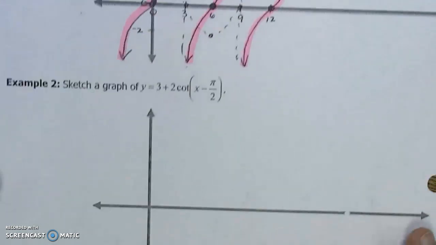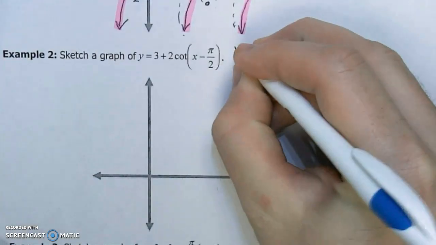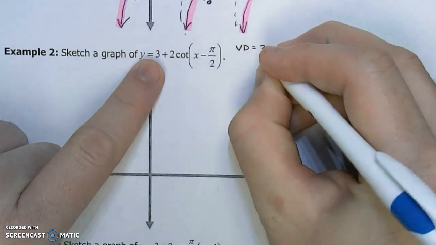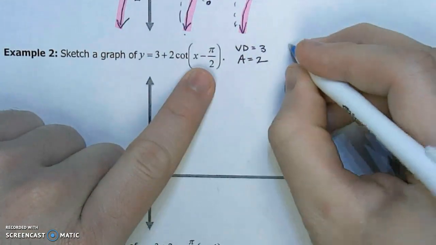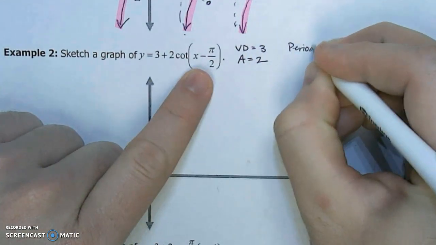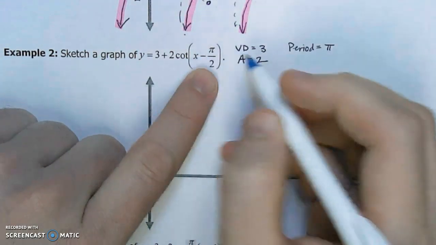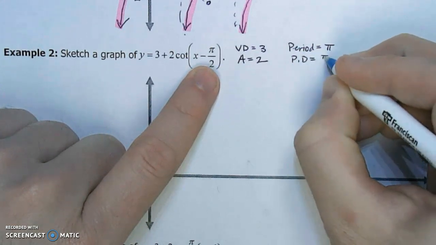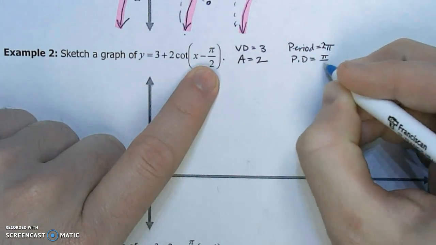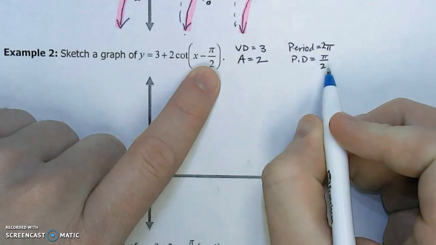Let's look at this cotangent graph that has changed. I'm seeing a vertical displacement of 3, an amplitude of 2, a period of 2 pi because there's no number in front of the x, and a phase displacement of positive pi over 2. That was supposed to be a 2 pi for the period. Positive pi over 2 because you do the opposite of what you see in the parentheses.